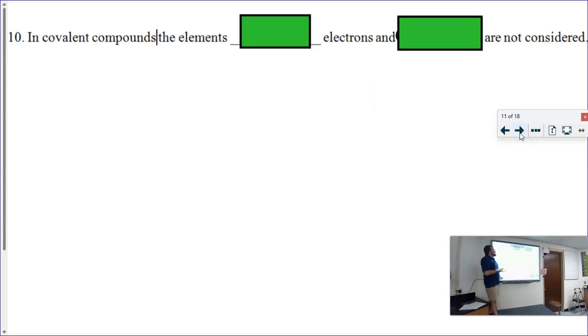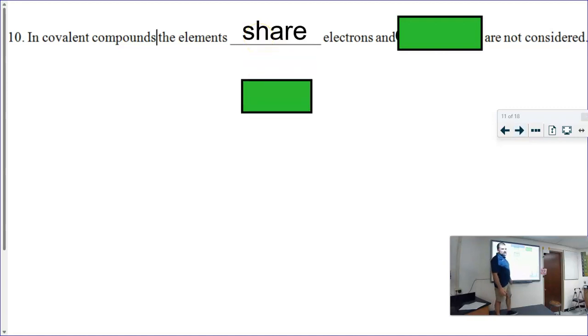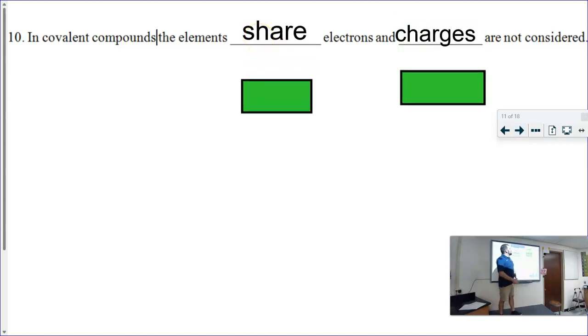Number 10, in covalent compounds, elements share the electrons, and the charges are not considered. This is one of the biggest mistakes we see when trying to write formulas. If it's covalent, we don't care what the charges are. We don't need to go to our periodic table and look up both pieces like we do if it's ionic. So covalent, don't worry about charges. The prefixes are going to tell us exactly how many we need, and we don't have to do any math.